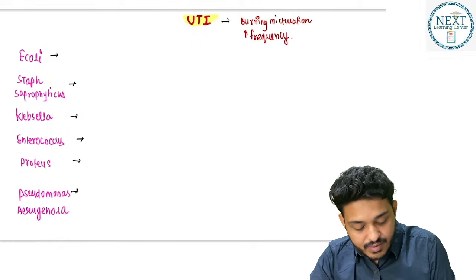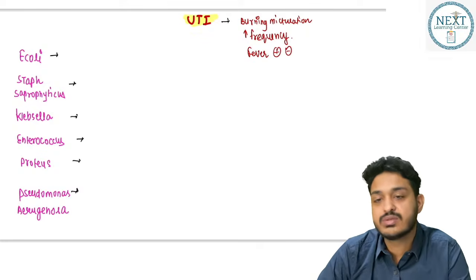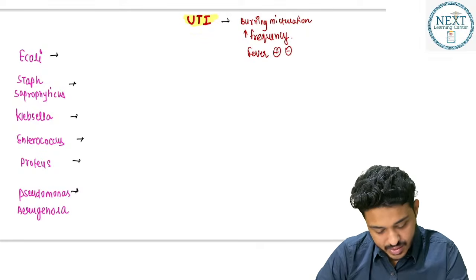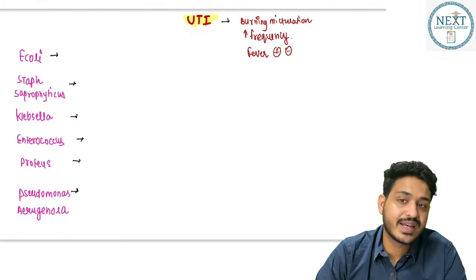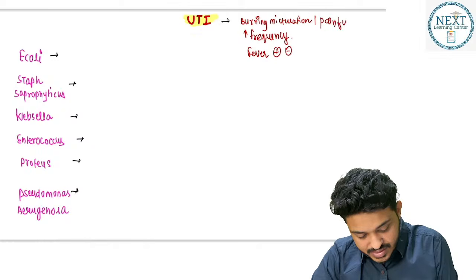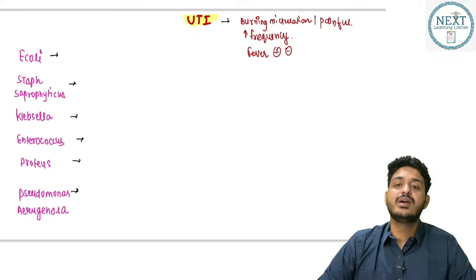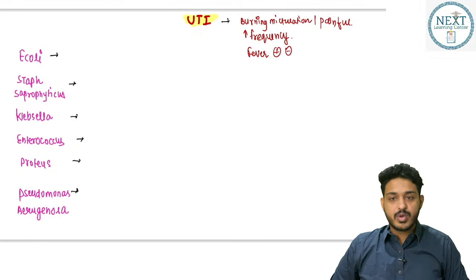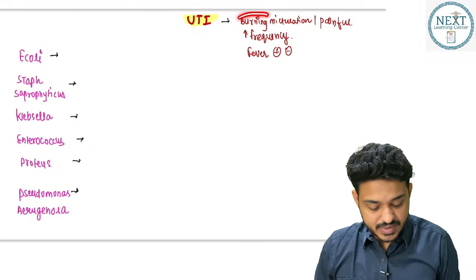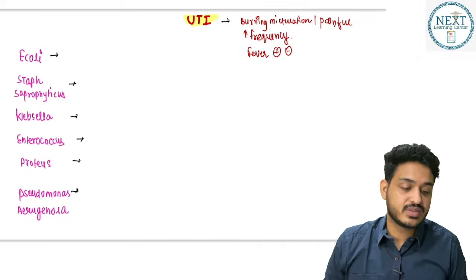Patient might have what? Fever. Fever can be plus minus, right? So these are going to be burning micturition, increase in frequency, painful micturition is going to be there. So these are the symptoms the patient is coming up with, right? Patient will be having pain in the lower abdominal area, and these symptoms are going to be written in the questions, right? So you need to identify this is a case of what?